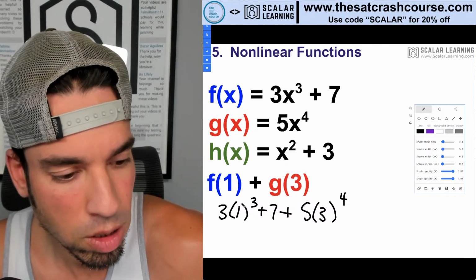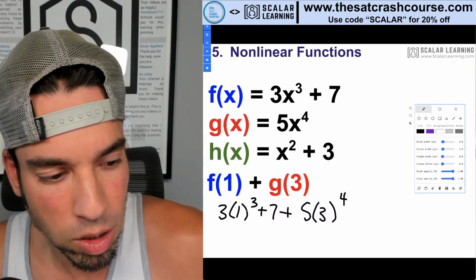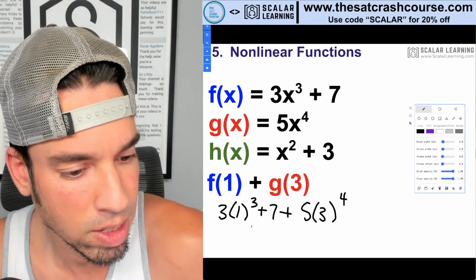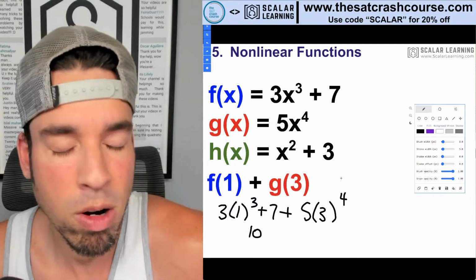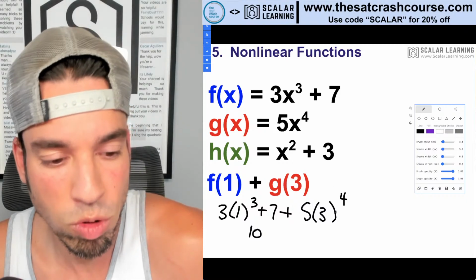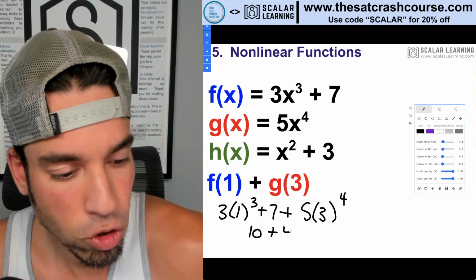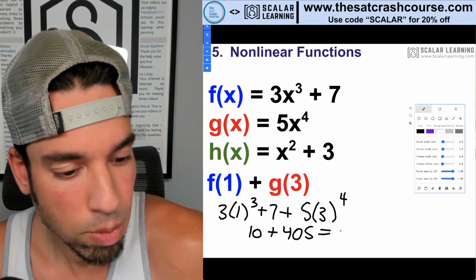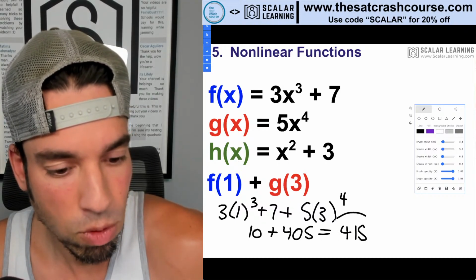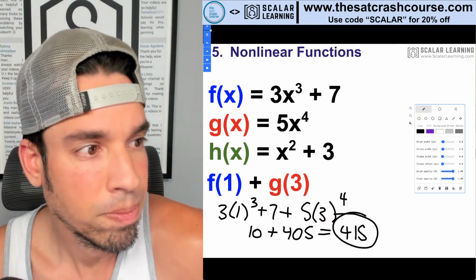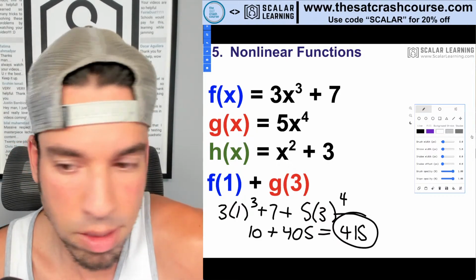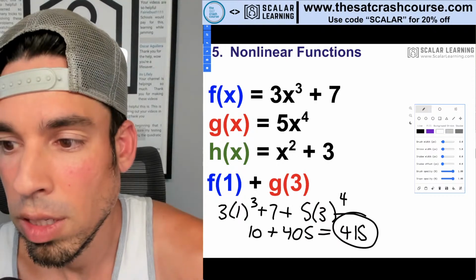I'm going to try and do this somewhat mentally. 1 to the third power is 1 times 3 is 3 plus 7 is 10. 3 to the fourth power, I believe, is 81, because 3 times 3 times 3 is 27 times 3 is 81, times 5 is 405. And we add these together and we get 415. Okay. Next.